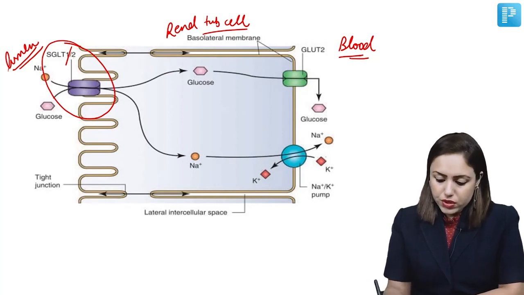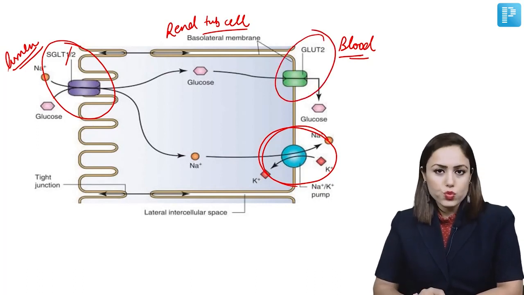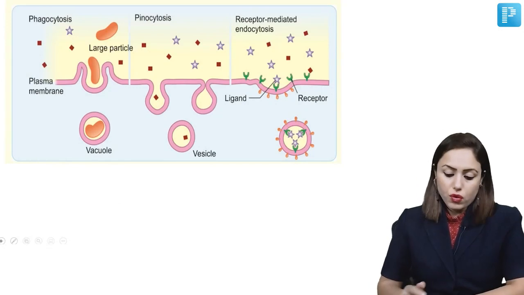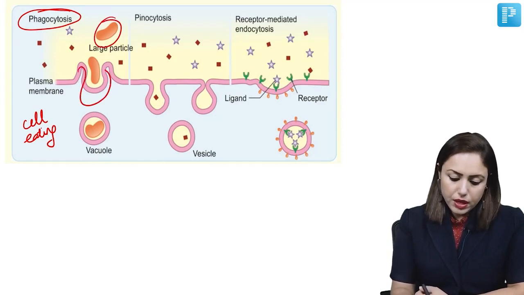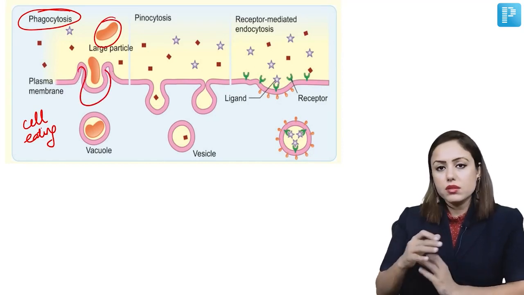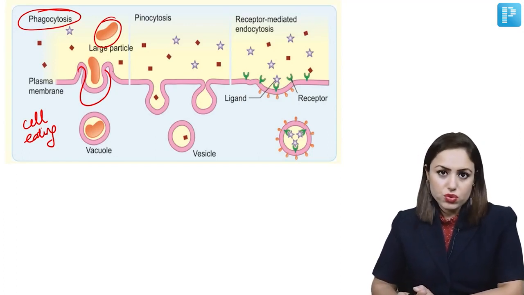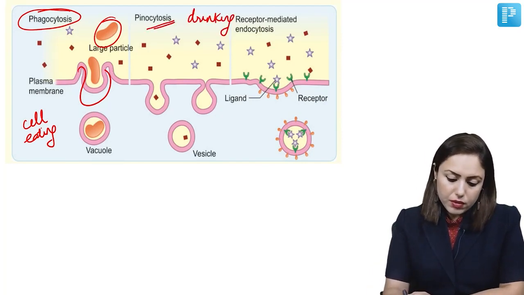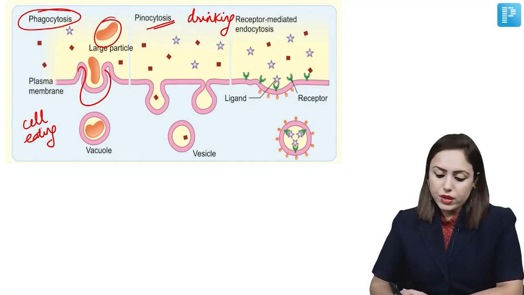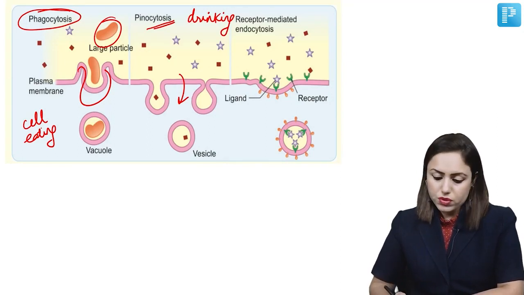And then on the basolateral side we have sodium potassium ATPase pump and we have GLUT2. Then we can have a look at the pictures of phagocytosis, which is cell eating. Some solid particle when taken inside the cell via the cytosis of the plasma membrane, that is called phagocytosis. Then pinocytosis means cell drinking. So some solute or some liquid if taken inside the cell, then it is called pinocytosis.